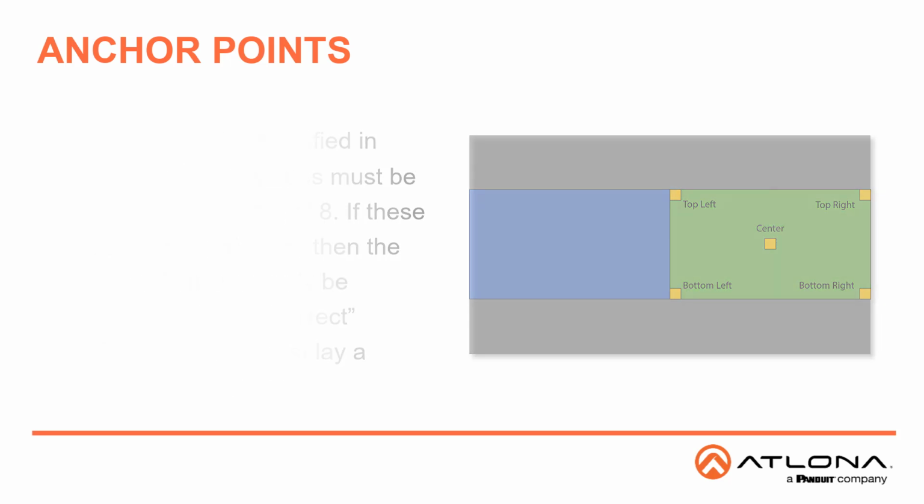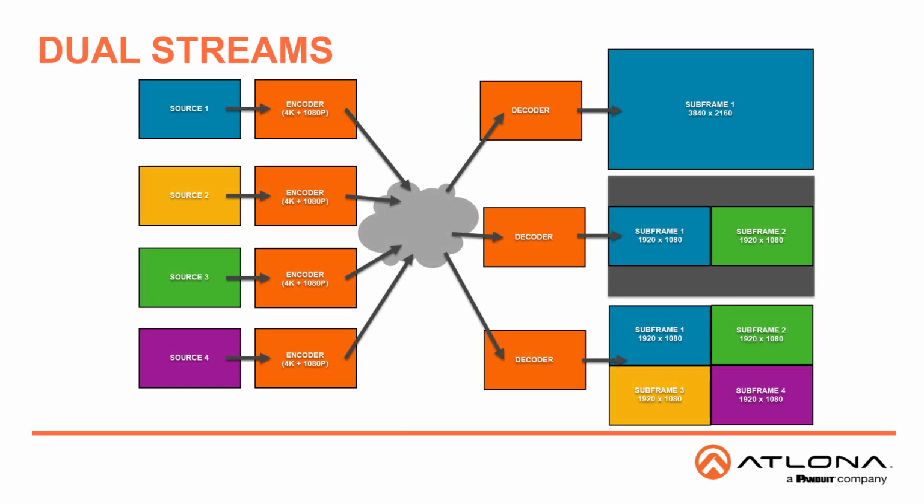We're going to look at how to set up a dual stream and also how you can use all of the encoders that we created in our solution. The maximum number of simultaneous subframes is 4.